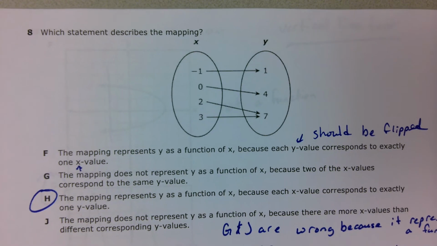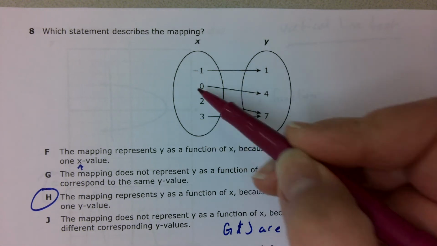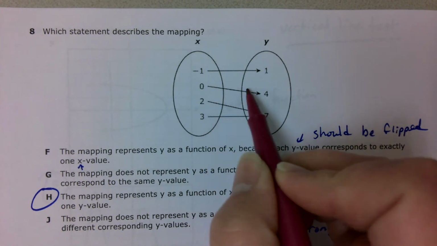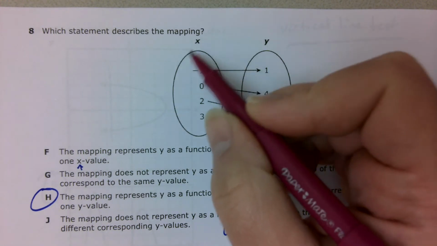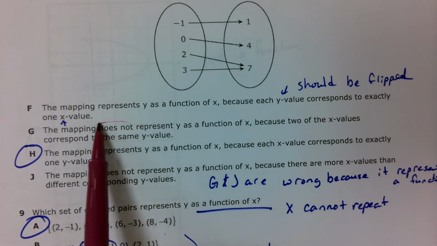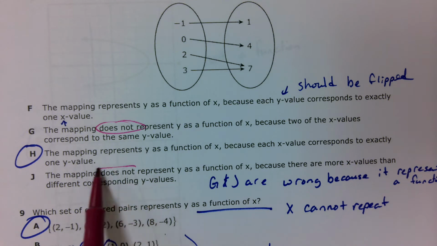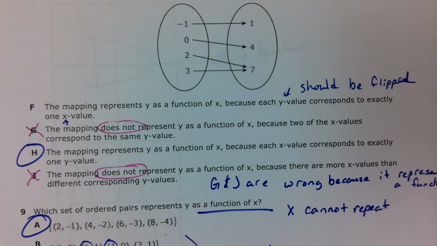Number 8, which statement describes the mapping? So the first thing I looked at was my mapping, and I noticed that there was only one arrow coming out of each x value. So this is a function because x doesn't repeat. So I noticed right away that G and J said does not represent a function. So that right there told me that G and J were not correct.